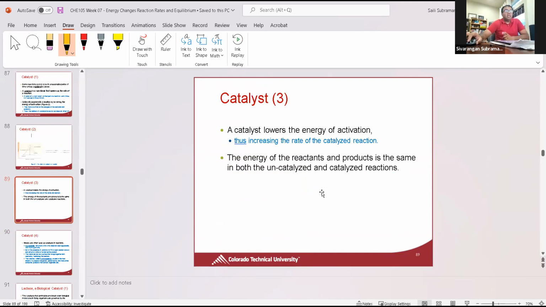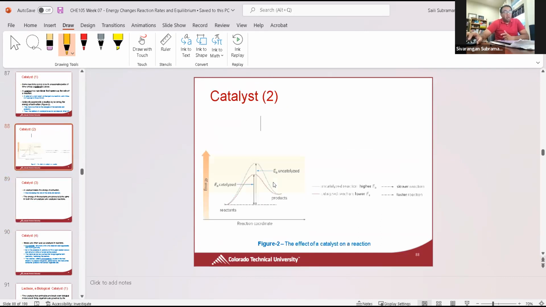Okay, the good thing is the starting point and the ending point are always the same. When you add a catalyst, it doesn't change the starting point or the product, and that tells you one very fundamental characteristic of a catalyst. Oops, what happened there? Okay, a catalyst does not participate in the reaction.